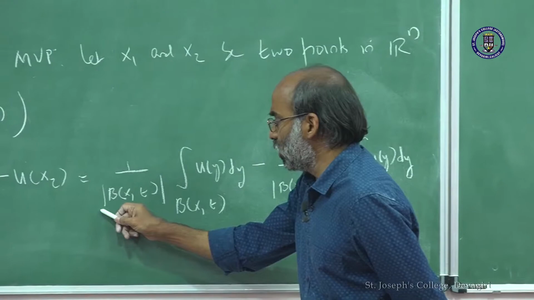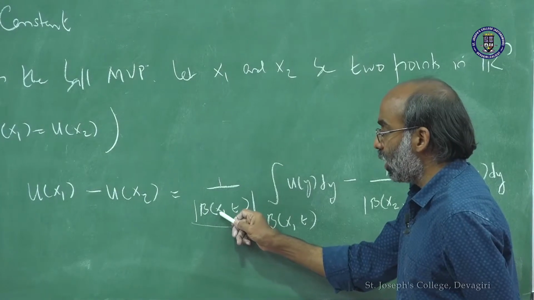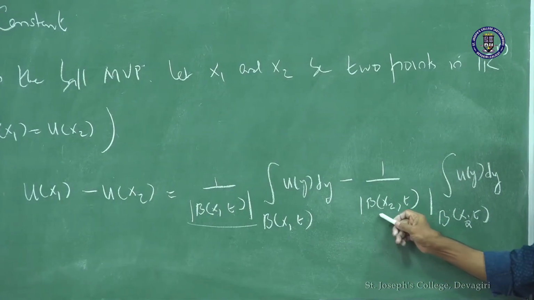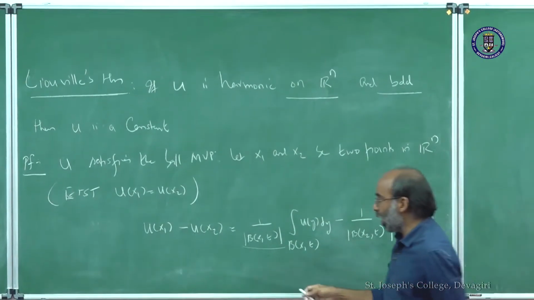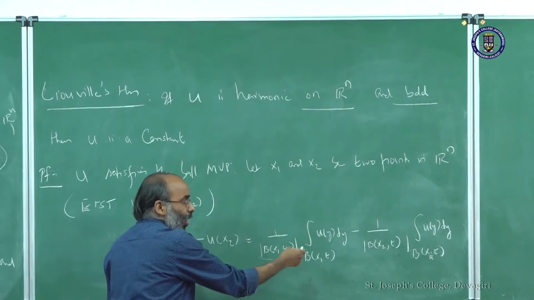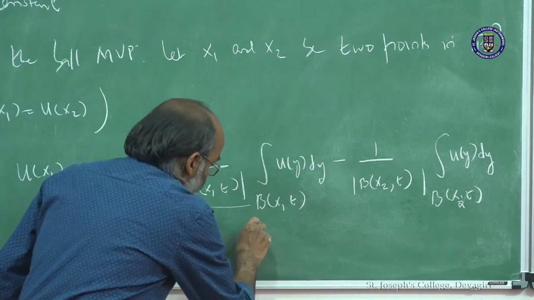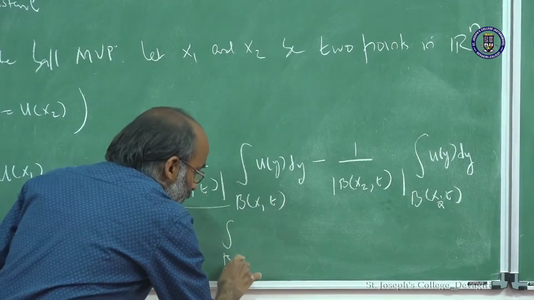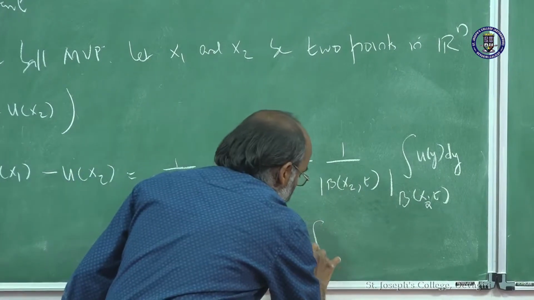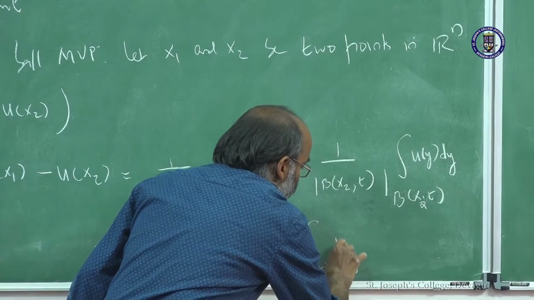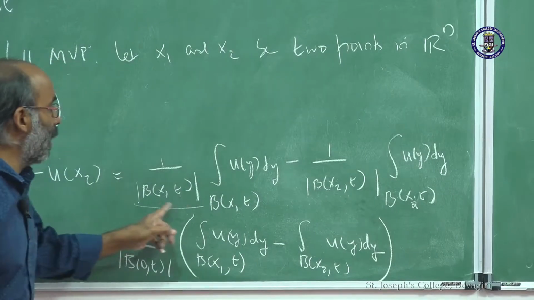Now, what is B(x1, t)? This is the volume of the ball of radius t centered at x1. Similarly, this is centered at x2, but these two are same, right. So, that is t to the n times some constant. So, that comes out. I will write this as the ball around 0, so 1 by mod B(0, t), that is like t to the n. Integral over B(x1, t) of u(y) dy minus integral over B(x2, t) of u(y) dy. I have not done anything highly non-trivial except observing that these two are same and then taking it out.